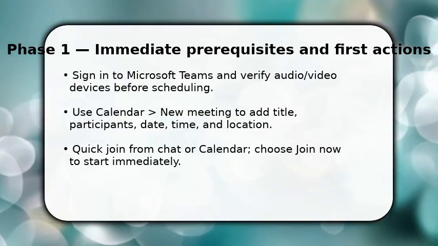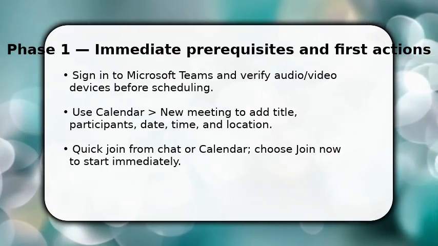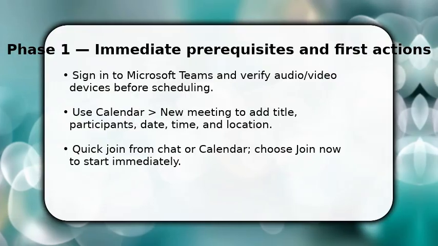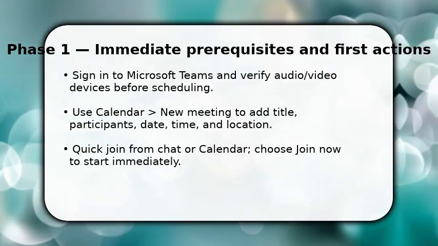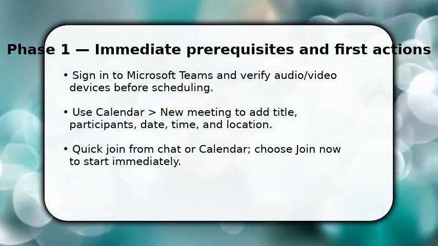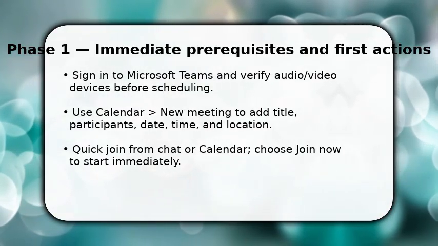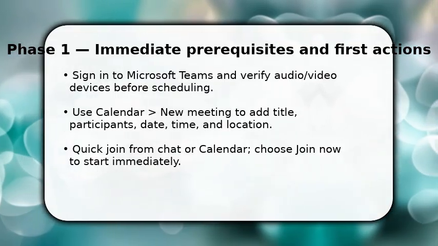You start by opening Microsoft Teams and signing in with your work or school account. Once done, check your microphone and camera in settings so you won't troubleshoot mid-meeting. Then schedule via calendar new meeting. Add a clear title, participants, date, and time, and set a concise agenda in the description.